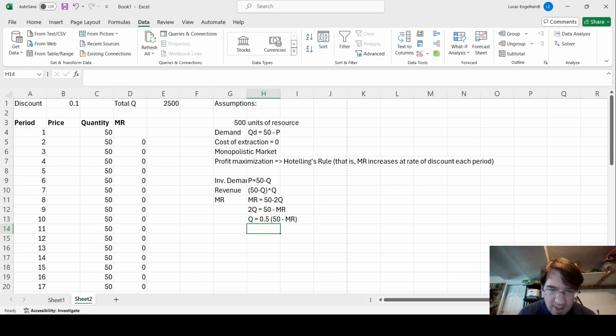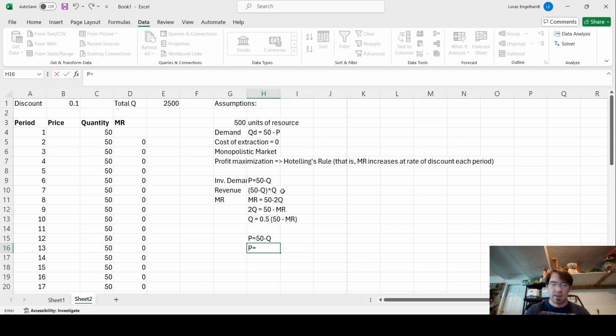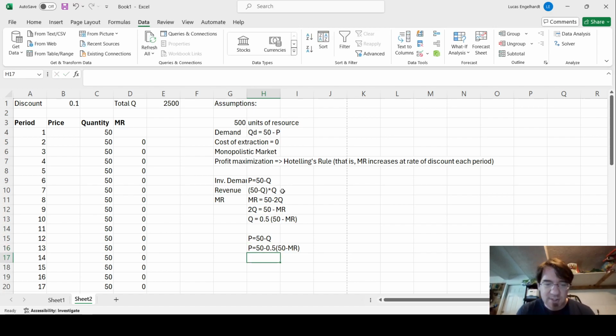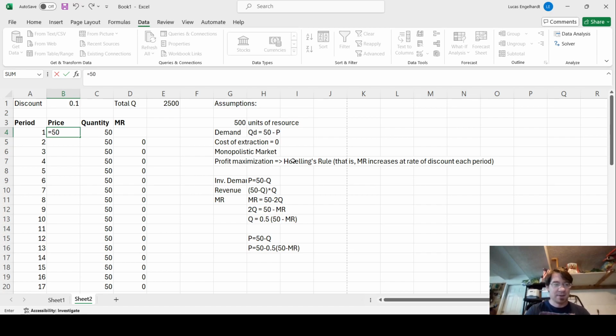So we can take that quantity and plug that into the other formula, right? So take this formula here, price is 50 minus Q, that means price equals 50 minus 0.5 times 50 minus MR. Now, if I wanted to, I could of course simplify this somewhat, but I don't have to. So I'm just going to plug it in that way. So price here is going to equal 50 minus 0.5 times 50 minus the marginal revenue we find here.